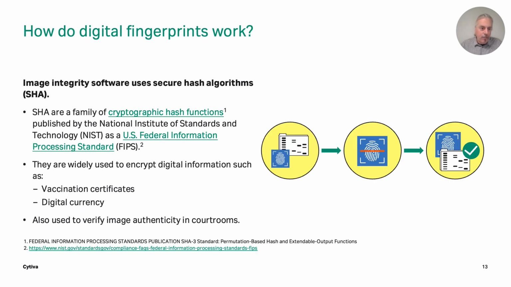We talked about a digital fingerprint, but what we mean by that is actually a secure hash algorithm, known as an SHA. These are a family of cryptographic hash functions published by the National Institute of Standards and Technology as a US federal information processing standard. They're widely used in the public domain, for example in vaccination certificates and digital currency like Bitcoin. They're also used to validate images submitted in courtrooms.